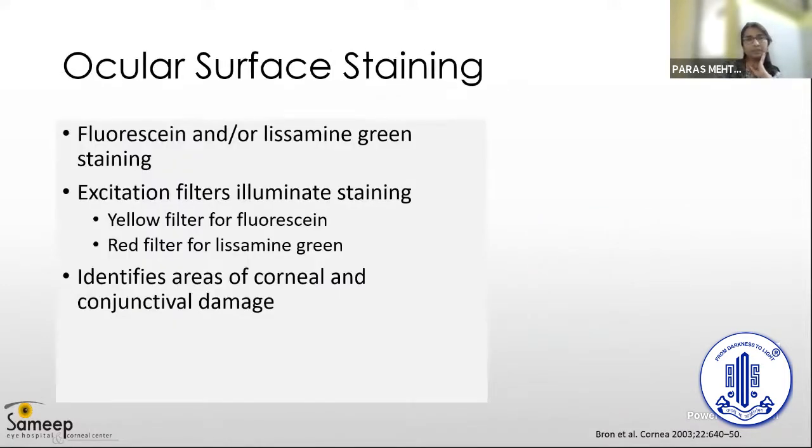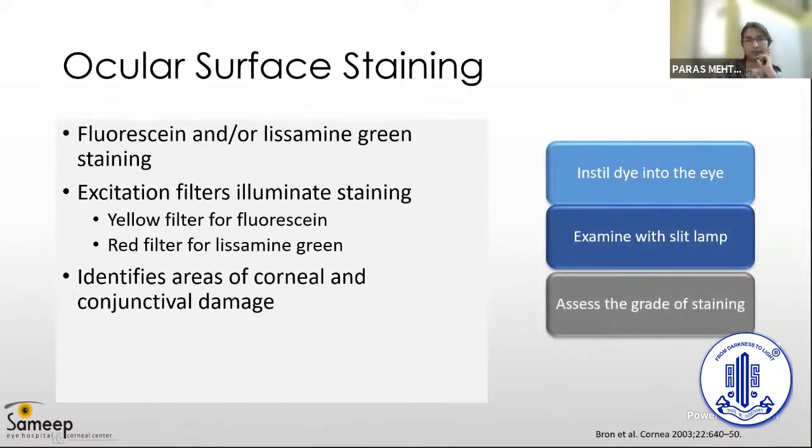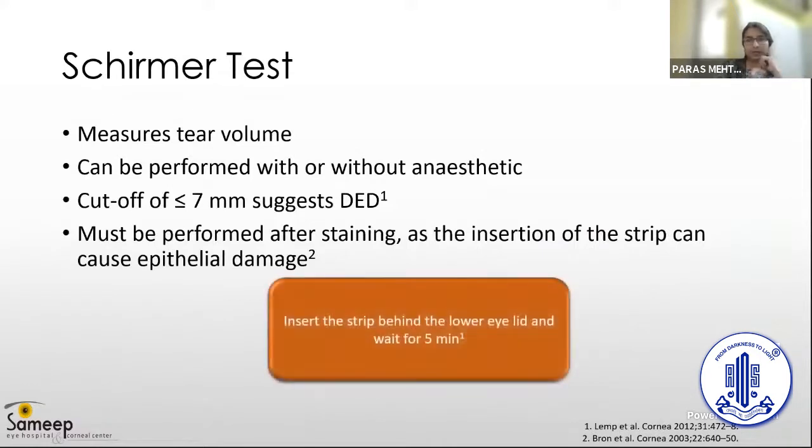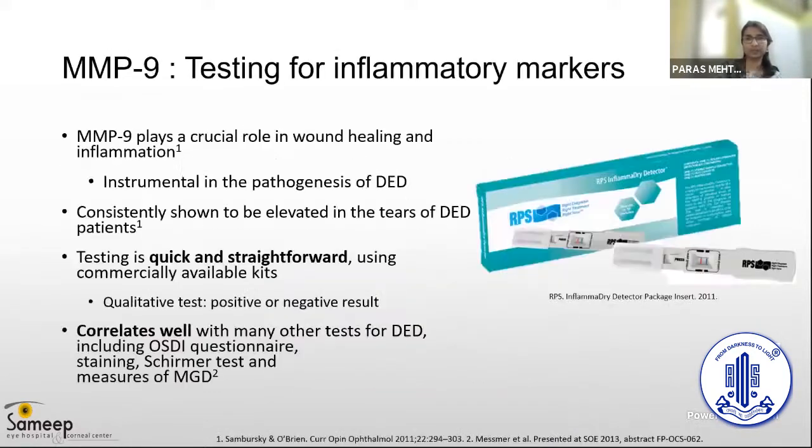Next, please. One can go for surface staining with fluorescein as well as lissamine green, which would give a lot of important information. Next, please. Next. We can skip these details. And obviously the Schirmer test, though the value of doing Schirmer is questionable in recent times with a lot of other research going on. Next, please. But still, it gives you significant information. If one has access to MMP9 testing kits, maybe you can use that, but this is optional. It is not mandatory to have this test, and you can identify the inflammatory element clinically also without subjecting the patient to this test.